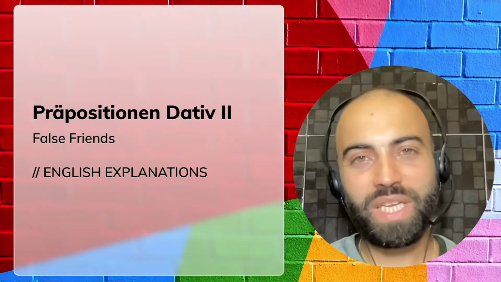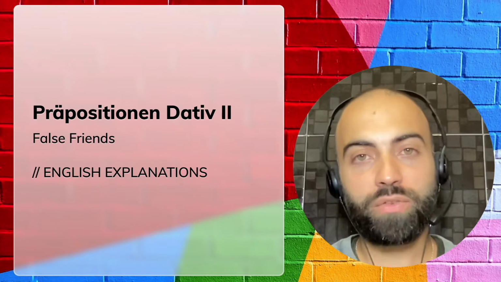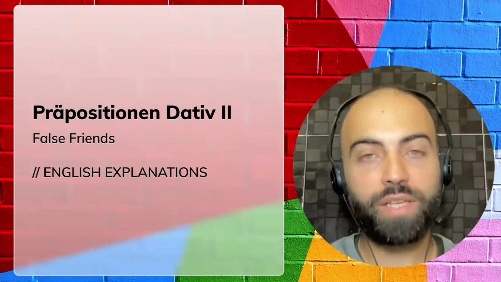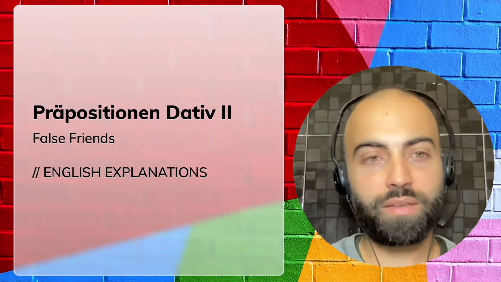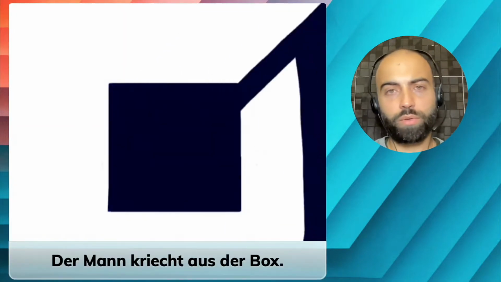Today I speak English because I want to speak about dative again and I want to concentrate on the false friends. So, the typical mistakes. So, the first part. Aus, bei, mit, nach, seit, von, zu. We start with a regular preposition.